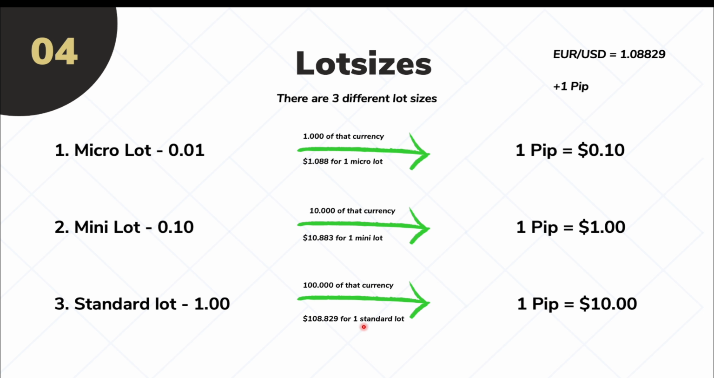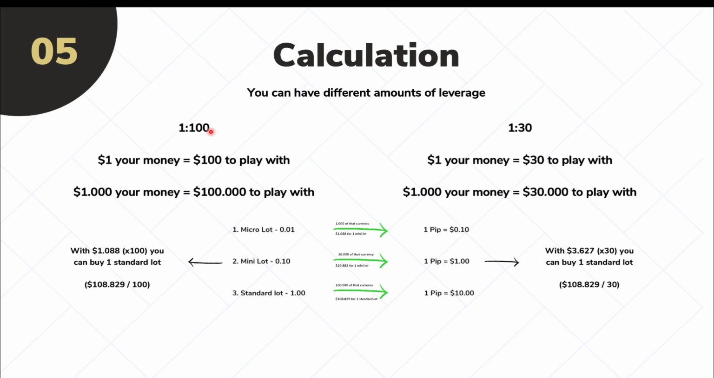I know that 95%, maybe more, of traders don't have 100K lying around to put into their trading, and there leverage comes in. With 1 to 100 leverage, you only need 1,088 to get to that one standard lot. That's very nice, because now you can play with the standard lot and actually make money. If you have a 1 to 30 leverage, that means $1 of your own money is $30 to play with, or $1,000 of your money gives you $30,000 to play with.